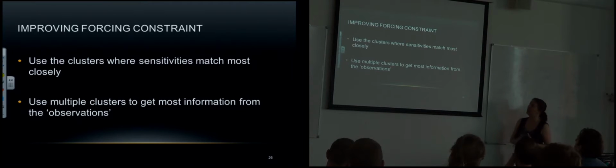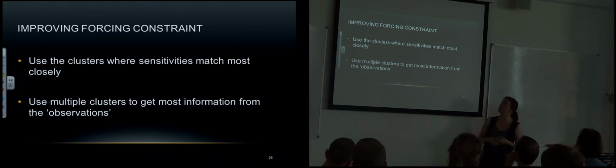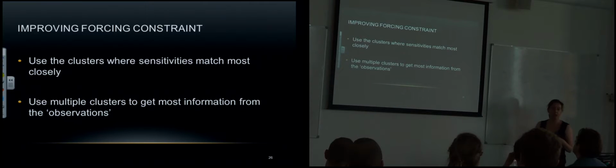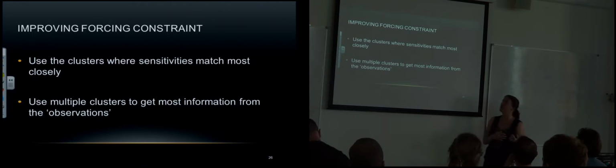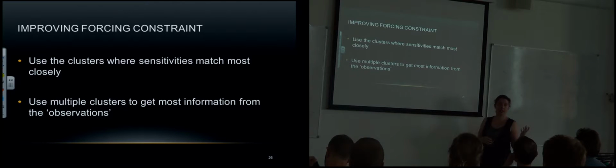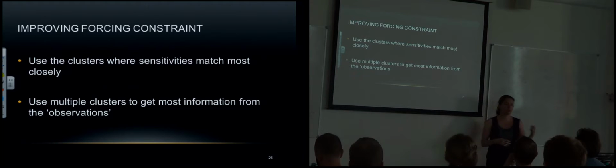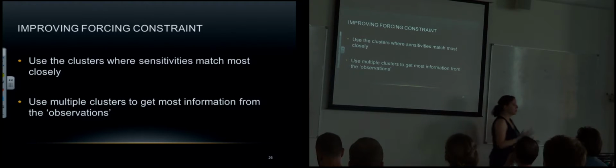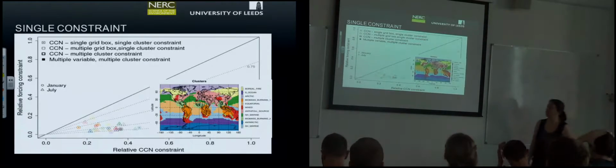Okay, so we decided, well, if we want to improve the way we're constraining forcing, we'll just use clusters that match most closely with the forcing sensitivities. So we know that natural emission parameters are controlling the forcing. So let's just find somewhere on the Earth where our CCN is dominated by those same parameters. And I should be able to reduce that forcing uncertainty. And if I use multiple clusters, somewhere in there I should get the right relationships that will tell me about the radiative forcing. So I did this.